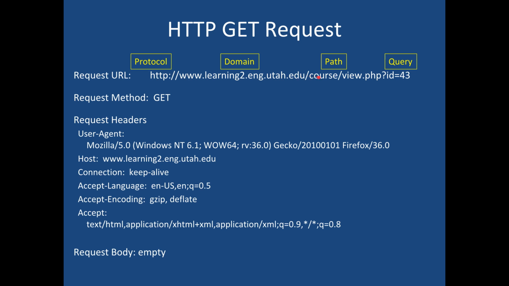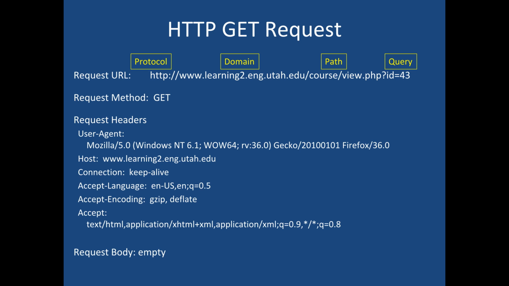Then after the domain comes the path up to the question mark. And that's information you're sending to the server. And sometimes you'll see a question mark, and after the question mark there'll be a series of key value pairs. In this case, ID equals 43 is the key value pair. Anyway, whatever you call this stuff, it's all sent to the server, and the server takes it apart and decides what to do with it.